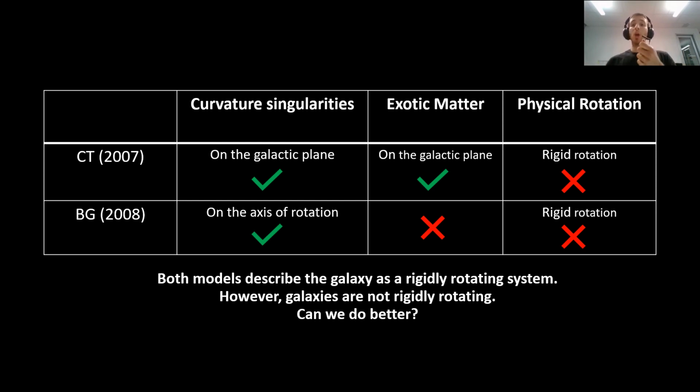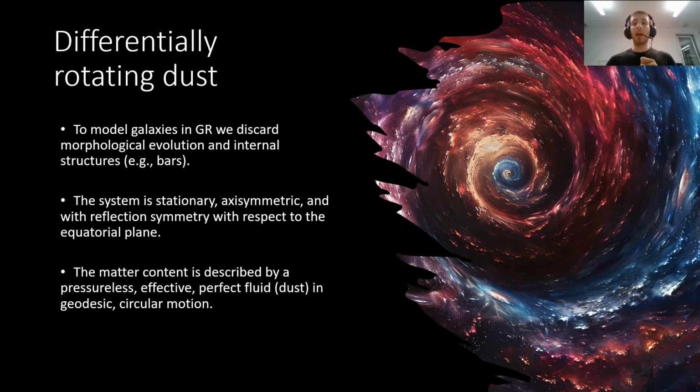Therefore, we must ask, can we do better? Can we find differentially rotating solutions to Einstein's equation which can possibly describe galaxies? The answer to this will be yes. So I told you that there are these models, that we want to build better models, but how do we do this? How was it done before?